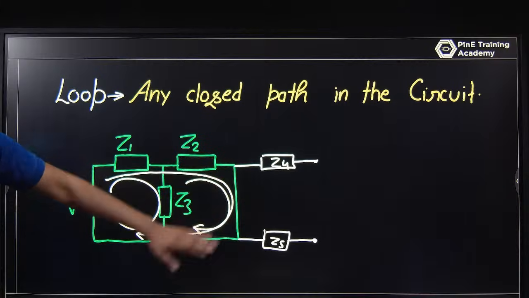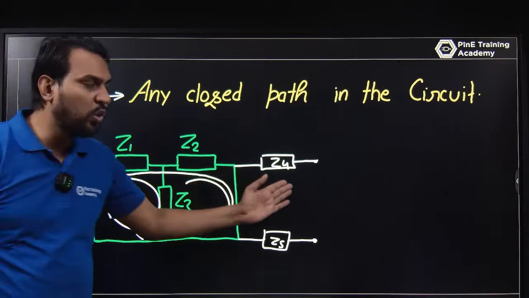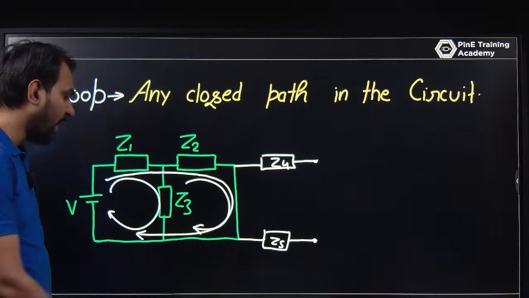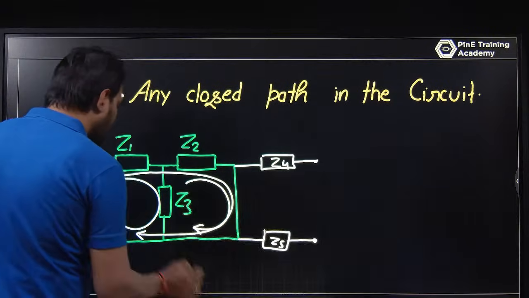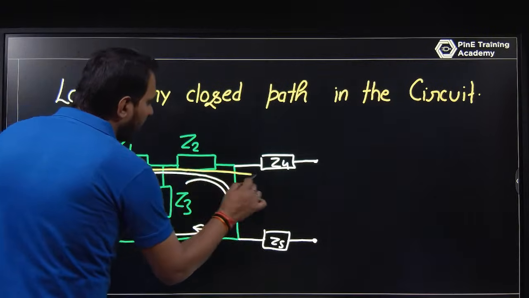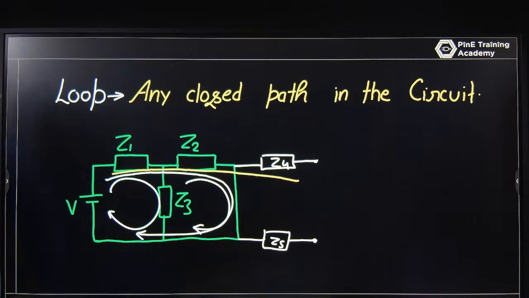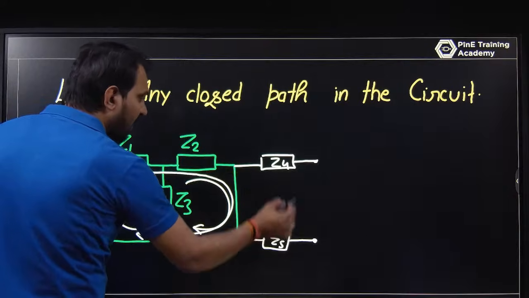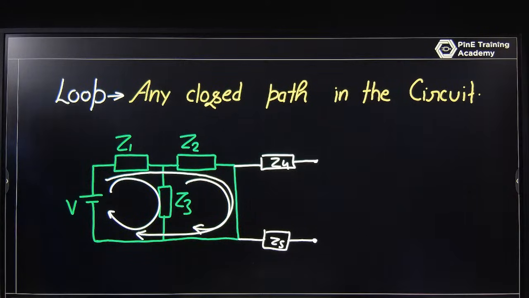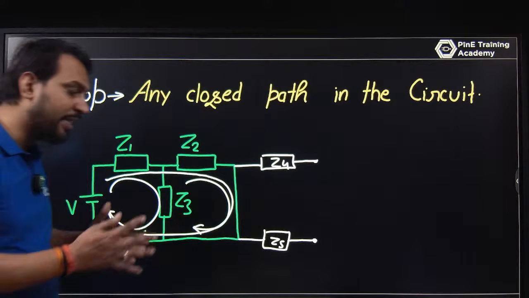Let's talk about Z4 and Z5, which is not a closed loop. So if current is going in this path, it does not have a path to transfer through Z5. So this is not a loop. We can't say that this is a loop. So: node, branch and loop.